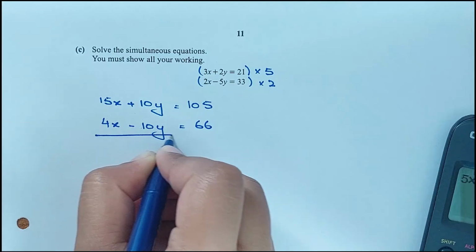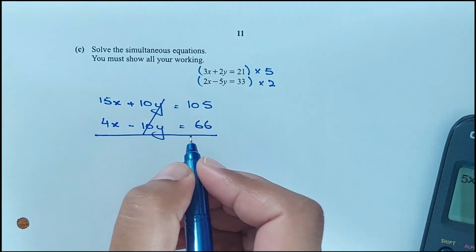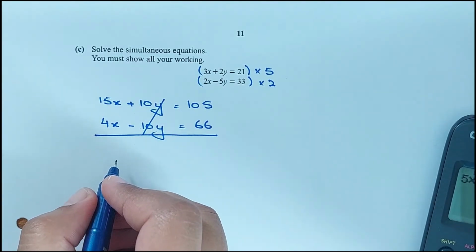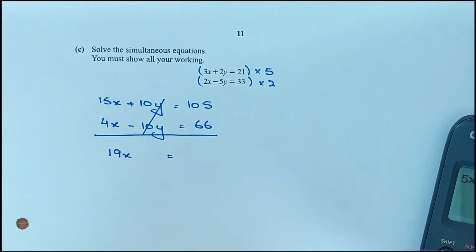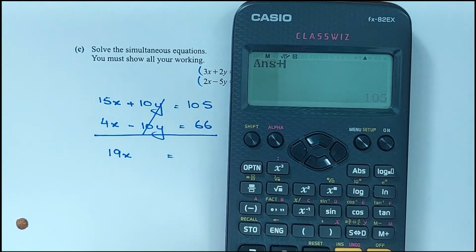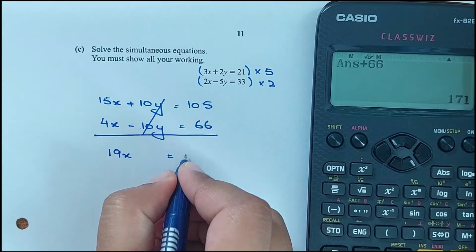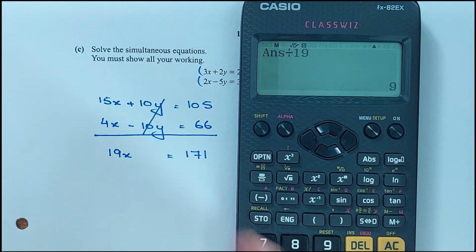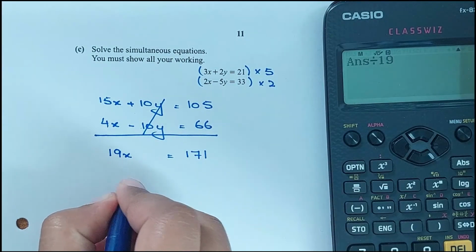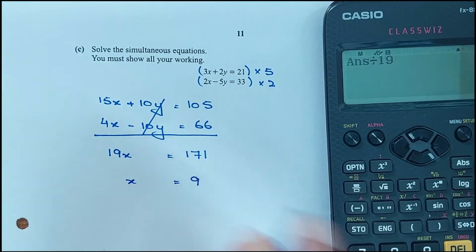Okay, let me add the two equations. We can cancel the y and solve for x. 15 plus 4 is 19x. This would be equal to 105 plus 66, 171, and divided by 19, which is 9. So x is equal to 9.